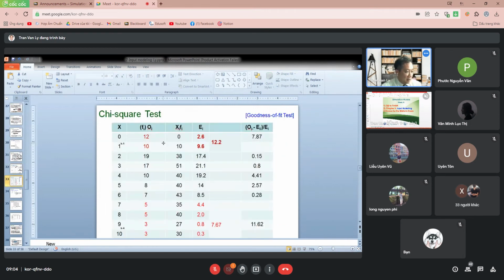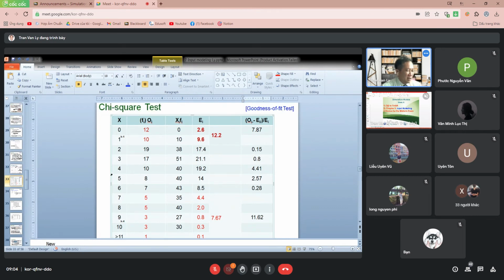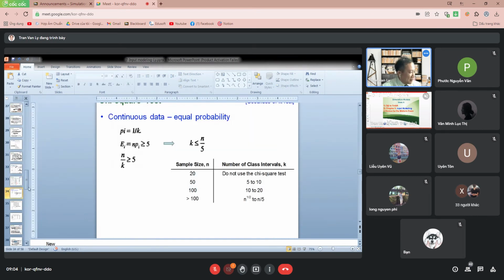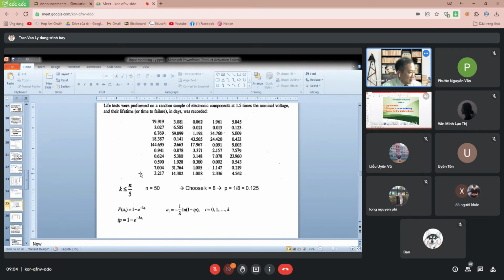Next, I also detail here how we get such a number. Okay, the calculation, many things here, and an example here.